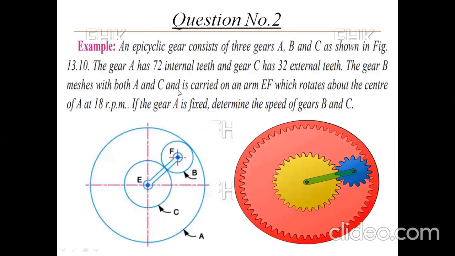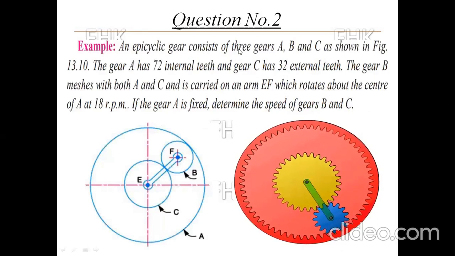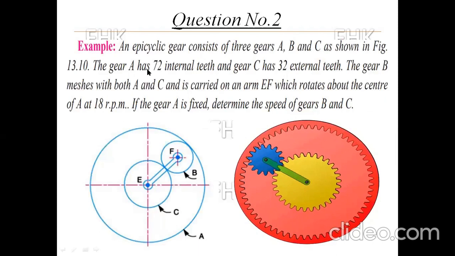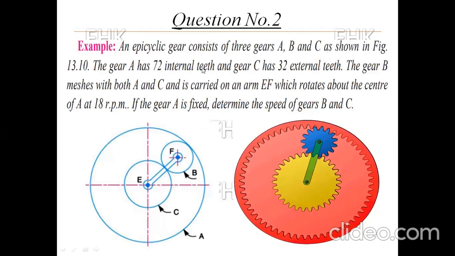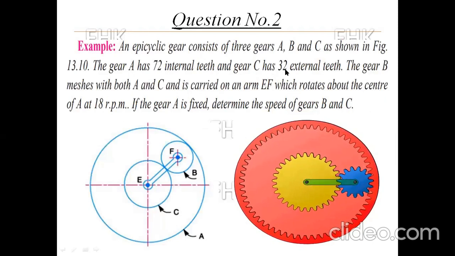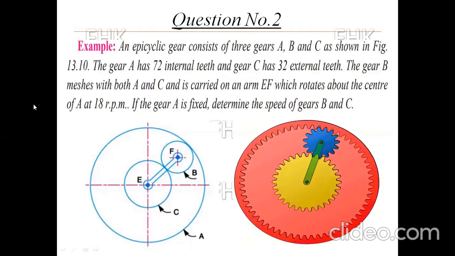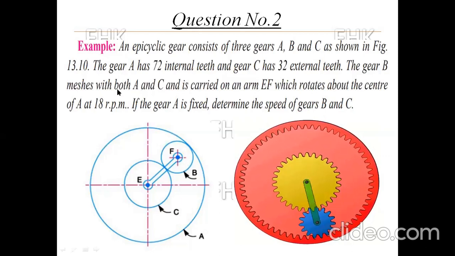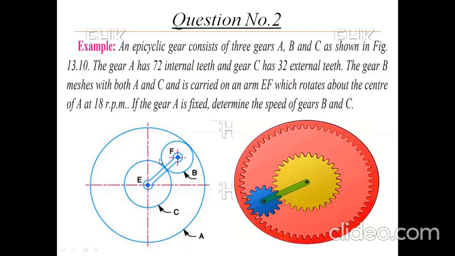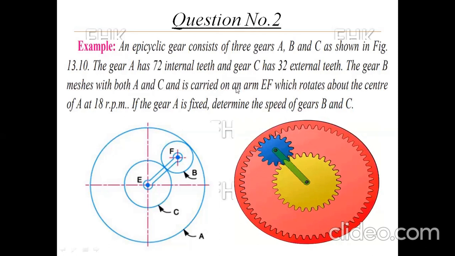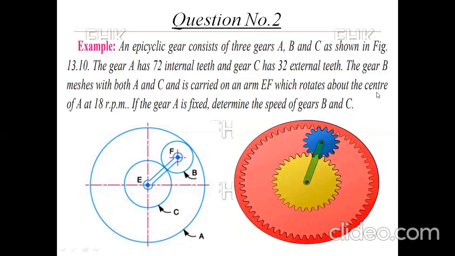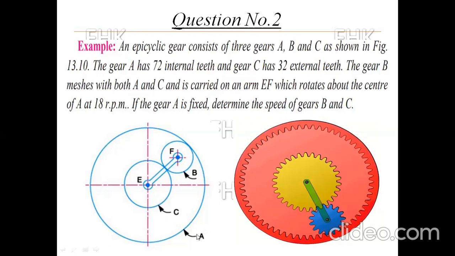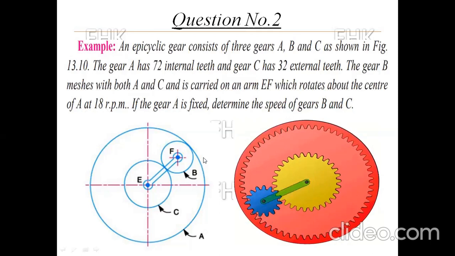Come to the second numerical. An epicyclic gear train consists of 3 gears, A, B and C, as shown in the figure. The gear A has 72 internal teeth and gear C has 32 external teeth. Gear B meshes with both A and C, and is carried on an arm EF which rotates about center A at 18 rpm. If gear A is fixed, determine the speed of gears B and C.